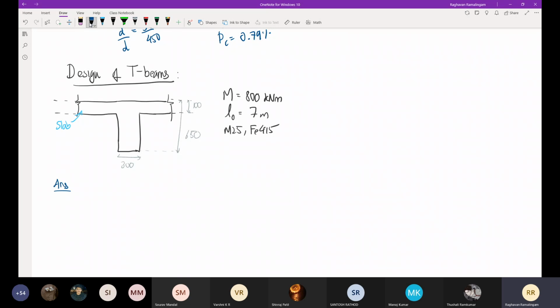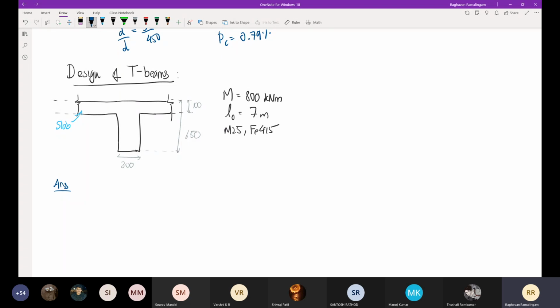All of you, please be ready to solve a design problem on T-beams. Today we'll do a design problem, and tomorrow, if possible, we'll do an analysis problem of the same thing. So just have a look at this, and we'll start doing the problem.